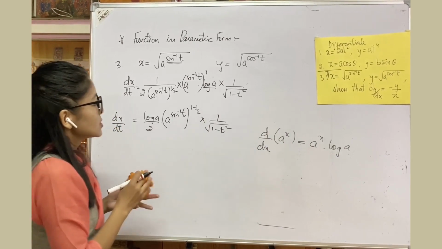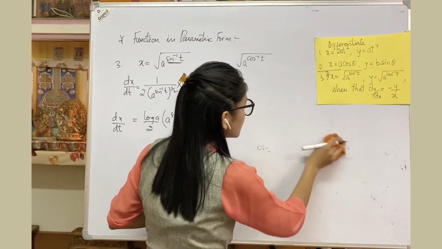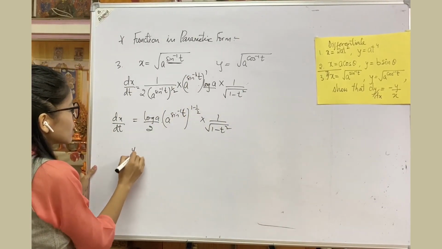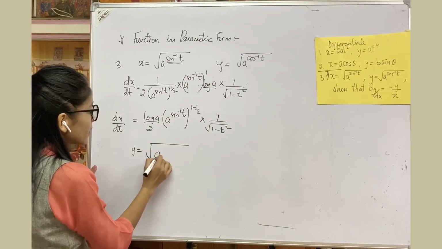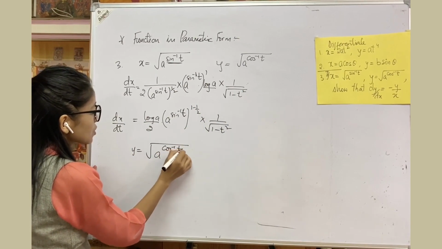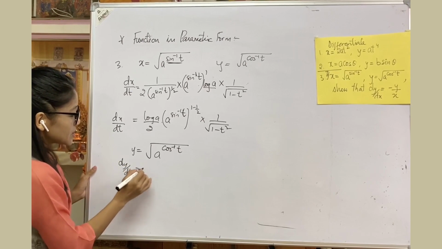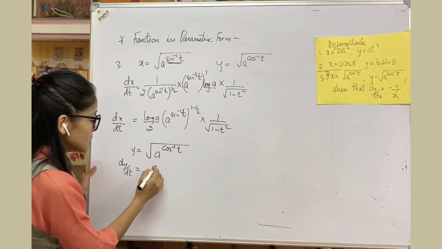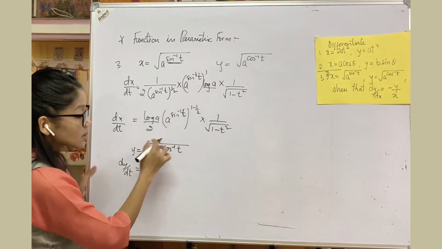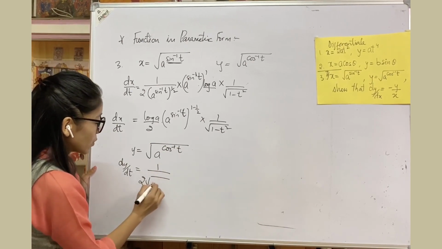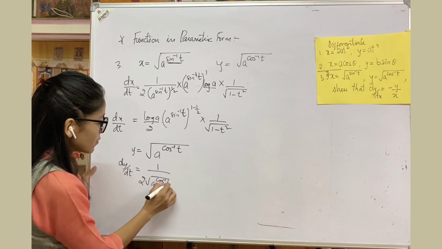Okay, now this is one thing. Now you have to find out dy by dt. Now y is equals to square root of a raised to cos inverse of t. Okay, so we are finding out dy by dt, which is, okay, so now first as a whole it is a square root function, so that is 1 upon 2 root x. So x we have is cos inverse of t.